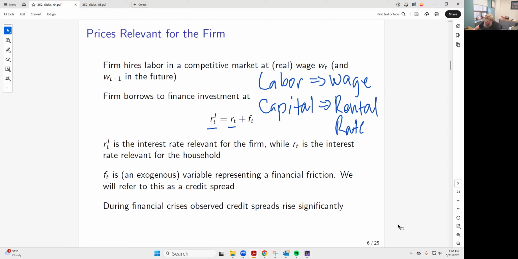And then FT is just going to be a variable representing friction. Basically, we can think about FT as the ease with which money gets lent out. And so if friction goes up, if it's harder to get money out, then that's going to put upward pressure on the firm interest rate, as it were.